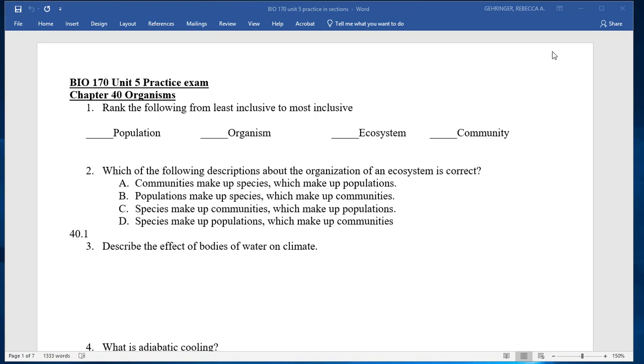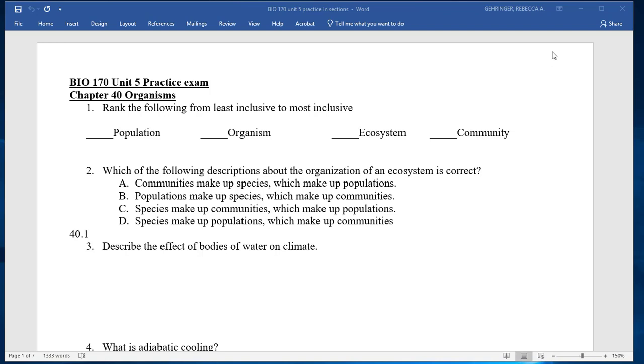Okay, so this is the practice test or kind of review for the Unit 5 portion of the final exam. Remember, there's 100 points from Unit 5 and 100 points that are comprehensive, so don't forget about that. So let's get into it.